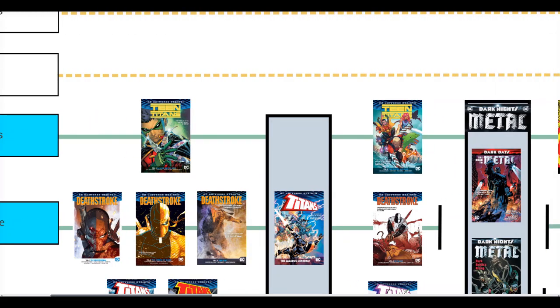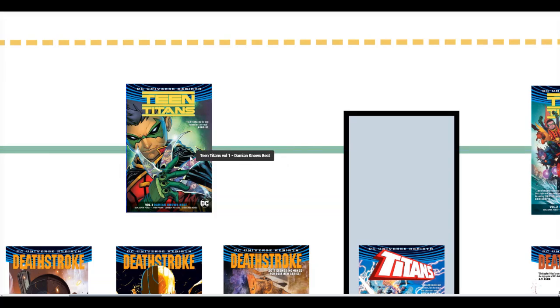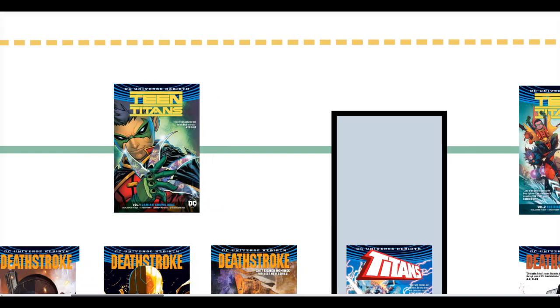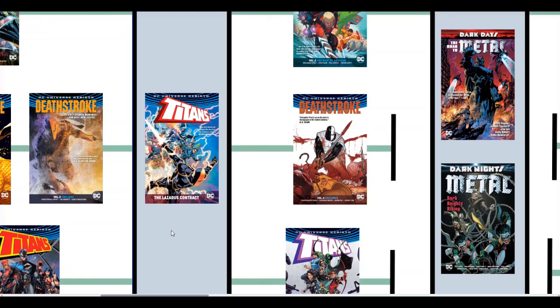So this is written by Ben Percy with art from Koi Pham. Trade paperback collection 1, that's volume with a small v1, is called Damian Knows Best. Obviously, like I said, Damian Wayne kind of dominates this one. And that's here, and that collects the Rebirth one-shot for Teen Titans, and then Teen Titans issue 1 to 5. And then straight away, we are moving into a crossover event. And in that, we are moving into the Lazarus contract.